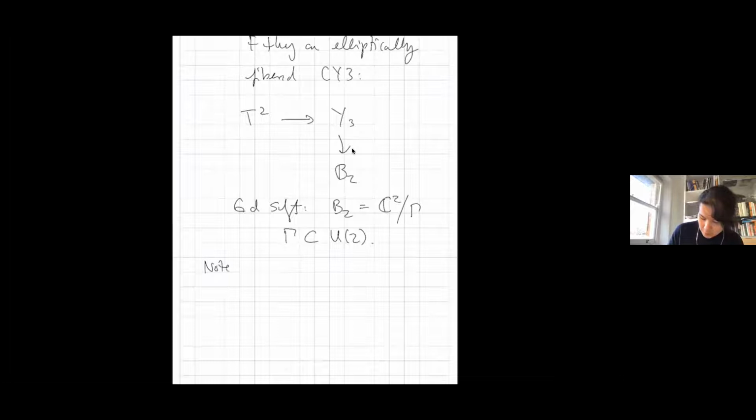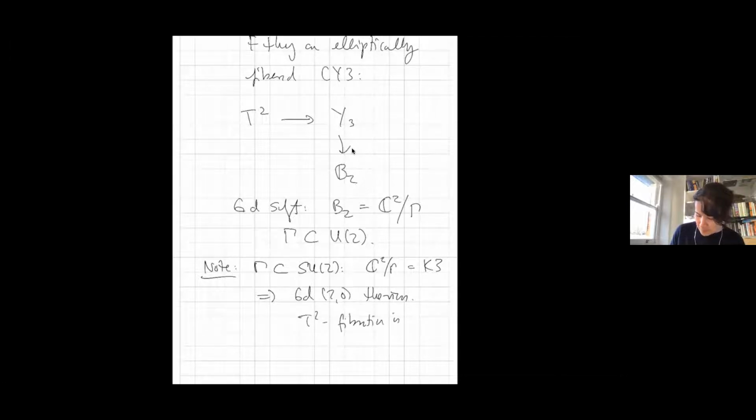Here's a note: if gamma is a subgroup of SU2, C2 mod gamma is itself a non-compact K3, so it's actually Calabi-Yau. In fact, this engineers the 6D (2,0) theories, and in this case the T2 fibration is trivial. You cannot have a non-trivial T2 fibration over something that's already Ricci-flat Calabi-Yau, because if you have a non-trivial fibration, there is at some point a singular fiber where the torus degenerates, and you will get contributions from these singularities. Okay, so the interesting case is really when the base is non-trivial.